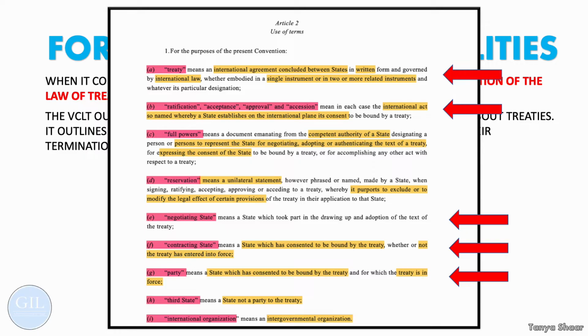Article 2.1a outlines the traditional meaning of what a treaty is. Article 2.1b outlines what ratification, acceptance, approval, and accession can mean. Article 2.1e defines what a negotiating state is. Article 2.1f outlines what a contracting state is, and Article 2.1g defines what a party to a treaty will be. Now that we have somewhat of an idea of what a treaty is and what ratification can mean, let's turn to analyzing the formation of a treaty.